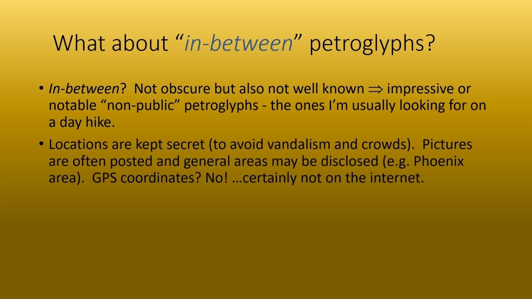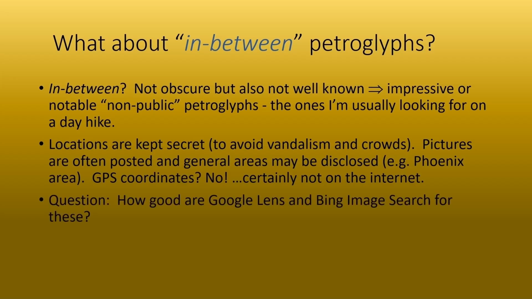The locations are kept secret. You won't find directions to them in general. This is done to avoid people messing with them for the most part and to keep them from becoming Instagram targets. Pictures are often posted by serious petroglyph people, and general areas may be disclosed. For example, a particular national park or a forest or an area, but GPS coordinates aren't. That's considered bad form.